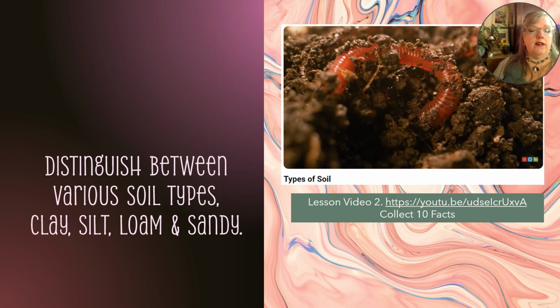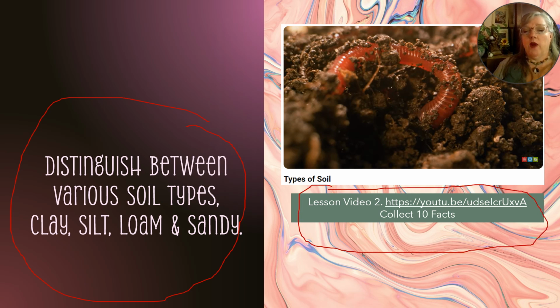All right, here is our next objective. We're going to talk about that clay, silt, loam, and sand. We talked about it a little bit. These are the different types. And we have our next video, okay, right here. This is just a regular soil type video. This isn't like anything cool, I don't think. But this one I want you to get 10 facts off of, all right? Like the last one was 15. Make sure you get them right. This one's 10. So let's see what we have next.